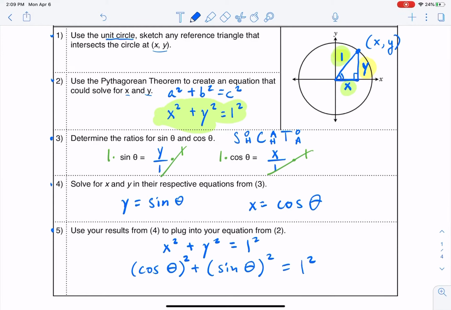Okay, now we've done a proof of the Pythagorean identity. So we see that based on where this reference triangle is, cosine of theta squared plus sine of theta squared equals 1 squared. Or really, cosine of theta squared plus sine of theta squared equals 1.